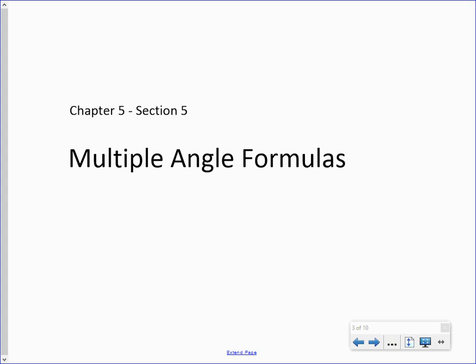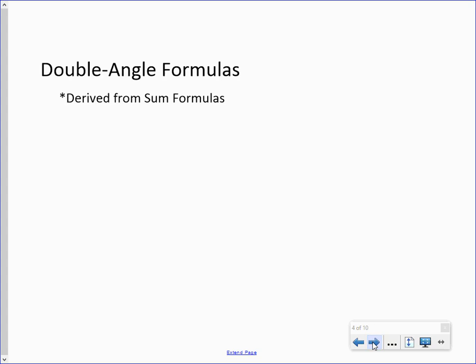Last section is multiple angle formulas. So again, formula-based section, good news is you're not required to memorize the formula. You are required to understand the formula, plug into the formula, and either evaluate or simplify with the formula. Okay? So we're going to start with a set of formulas that are called double angle formulas.